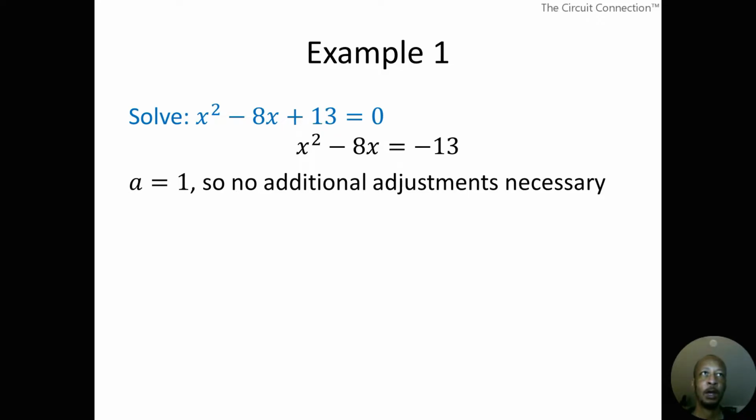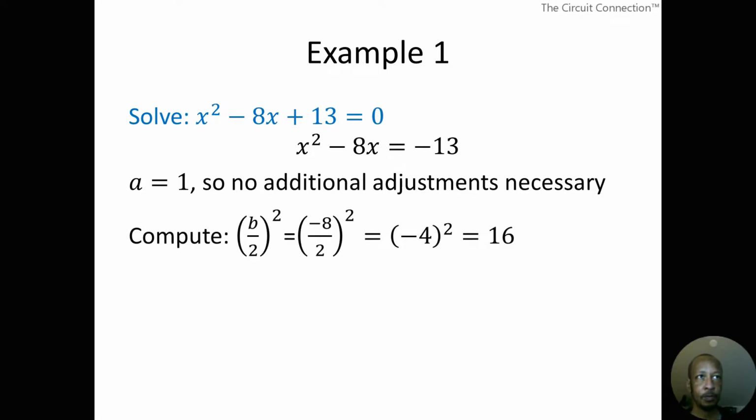Remember, before we did any completing the square, we needed to make sure that A was equal to 1, and it is in this example here. So no additional adjustments are necessary.